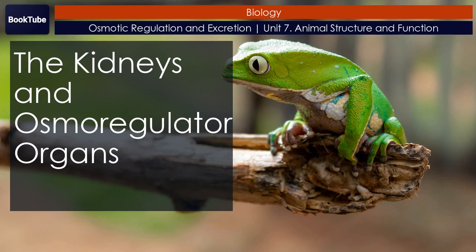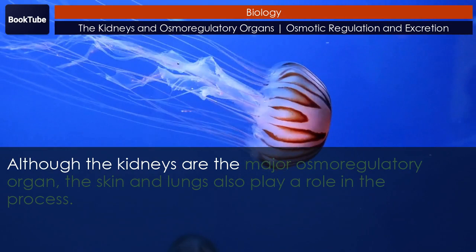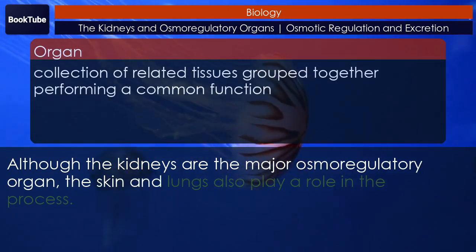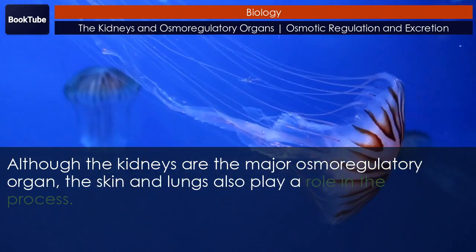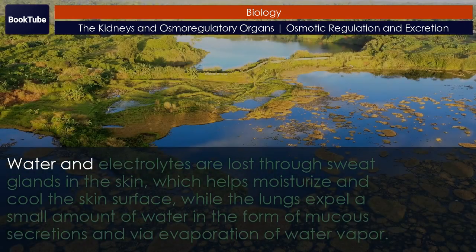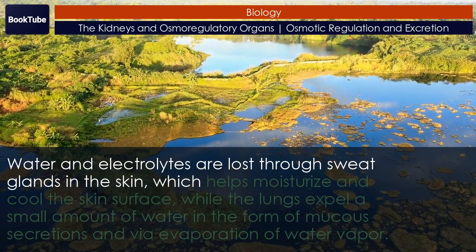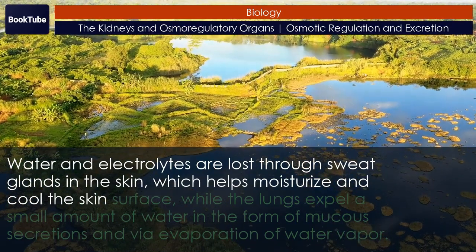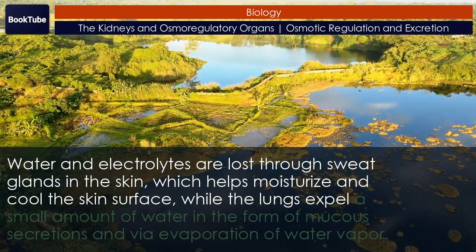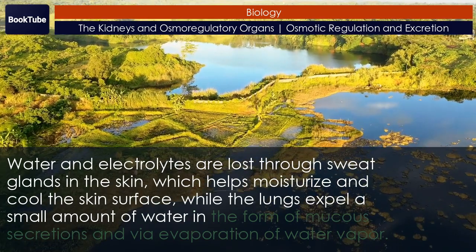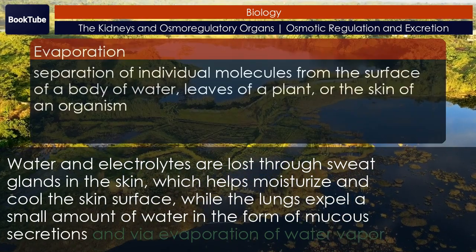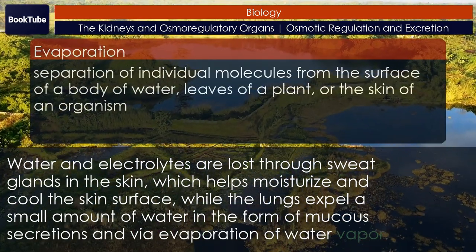The kidneys and osmoregulatory organs. Although the kidneys are the major osmoregulatory organ, the skin and lungs also play a role in the process. Water and electrolytes are lost through sweat glands in the skin, which helps moisturize and cool the skin surface, while the lungs expel a small amount of water in the form of mucus secretions and via evaporation of water vapor.